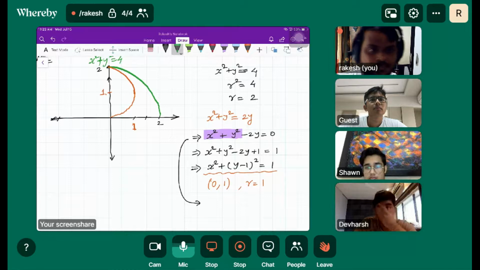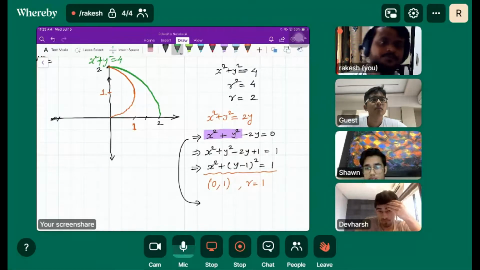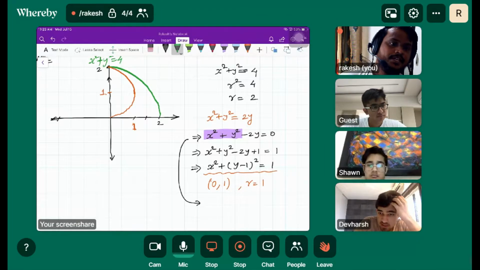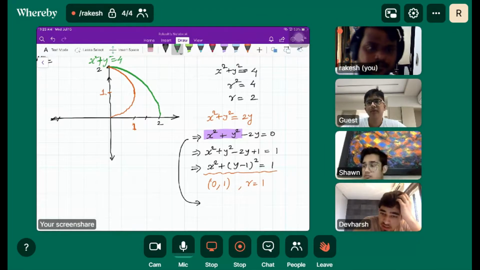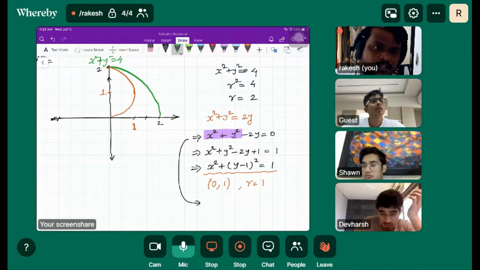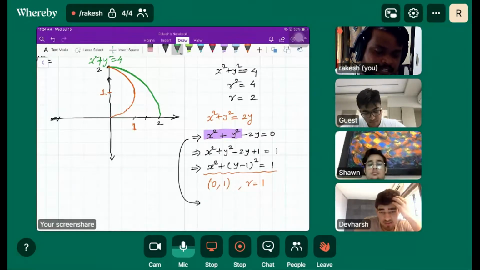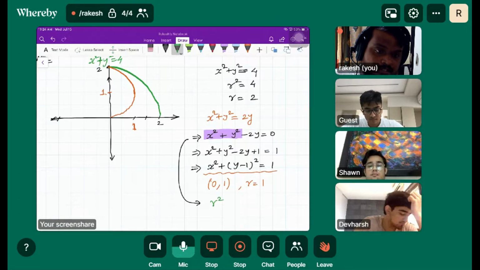What is x in polar? What is y in polar? x is r cos theta, y is r sin theta, right? So x square plus y square is equal to r square cos square theta plus r square sin square theta, right? So as soon as you see x square plus y square, you directly write r square instead of that.